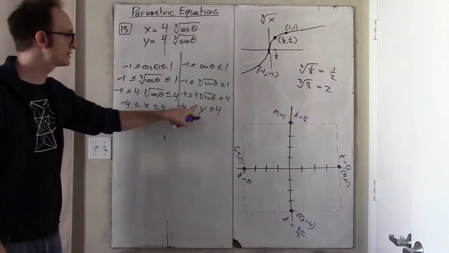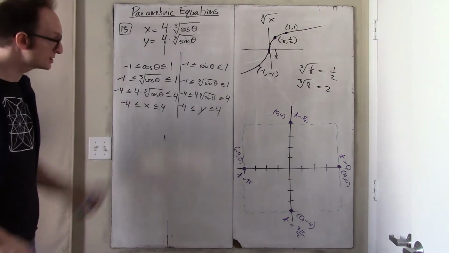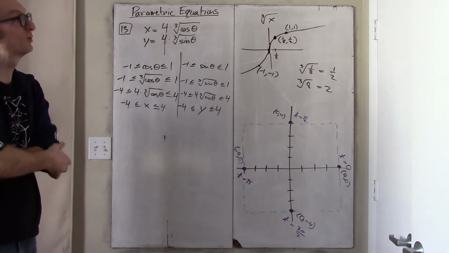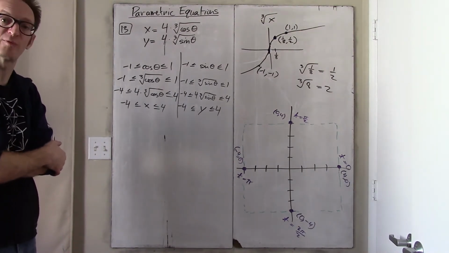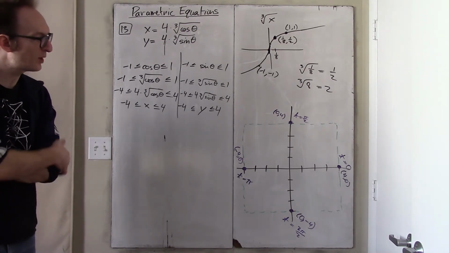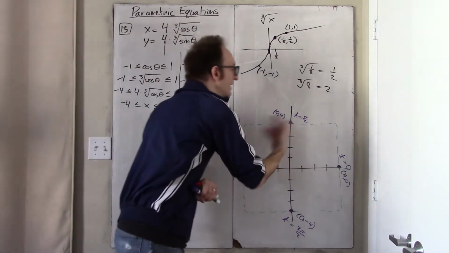Okay, there's no end behavior to talk about. There are no restrictions on theta, because you can take the sine and cosine of anything, and you can take the cube root of anything. The domain of the cube root function is all real numbers. Okay, what's left to figure out? What's the shape? What's it doing in between?